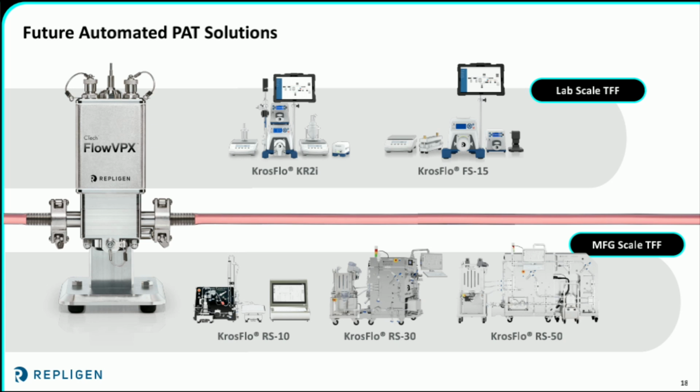And then on the bottom, we've got our line of RS systems, which are our fully automated production scale systems, ranging from our RS10 all the way up to our RS50, basically going from the RS10 being more of a fully automated developmental scale system that can also be used for manufacturing things like viral vectors, all the way up to our RS50, which is basically put into manufacturing suites. Next slide here.